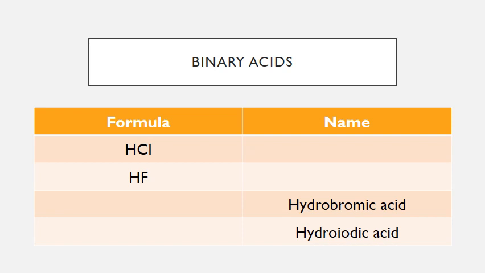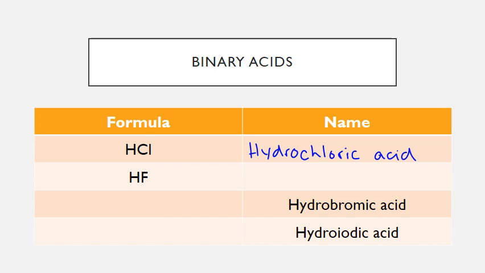So some examples. Our first one is HCl. I know that might not look like HCl to you, but that's what it's supposed to be. When we write the name for HCl, the H would be hydro, and Cl is chlorine, so the first syllable would be chlor, and then we add the ending ic, so hydrochloric, and then we just add the word acid after it, so hydrochloric acid.